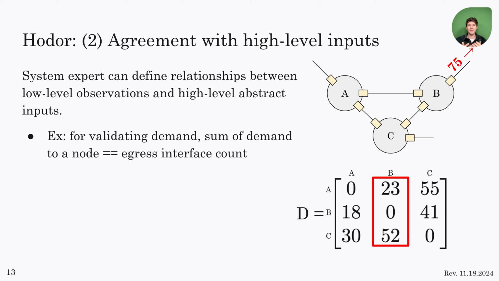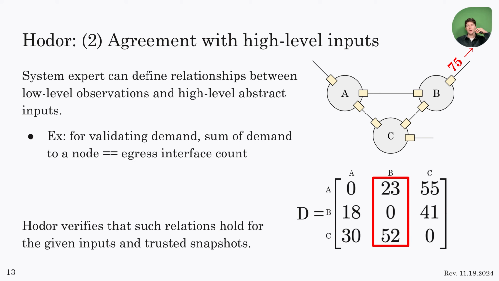I'll note that in general, this step is challenging. Some high-level inputs we can validate trivially by rederiving portions of the input from the low-level signals and comparing. But for others, such as demand, the set of invariant checks is more complex and may not be high-dimensional enough to rederive the inputs themselves, but rather can give an independent binary indication of correctness with some confidence. It's an open question we talk about in the paper, to what degree each input can or can't be validated from available router-level signals. But as a system, Hodor verifies that such relations continue to hold for each given input and the associated trusted snapshots.